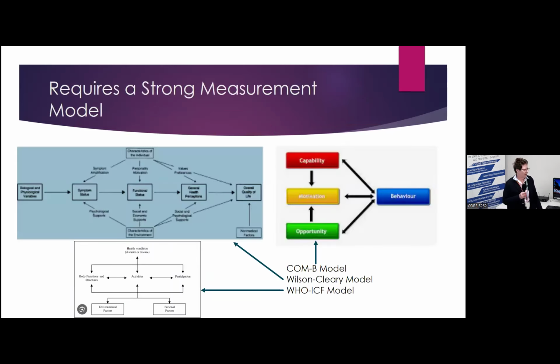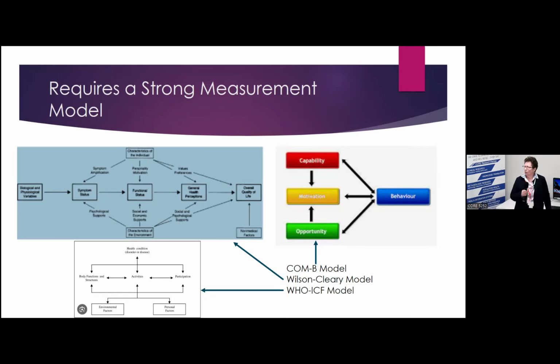Because of this, you need to have a strong measurement model. You can't just use what everybody else uses. You have to justify based on theory what the model is. So here are some models that are used. There are many others. You don't have to use these in particular.